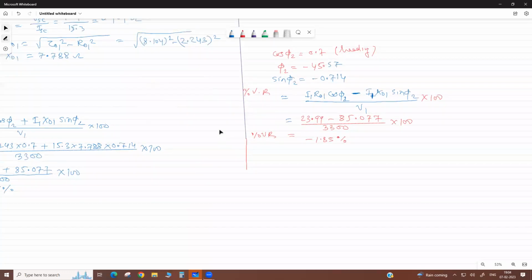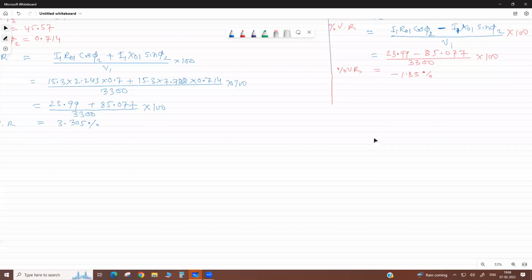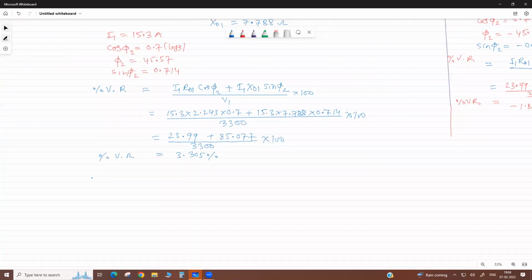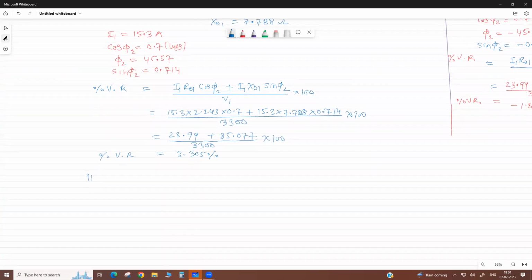Okay, so now in the third part, what he asked is the secondary terminal voltage at leading power factor and lagging power factor both. For this, just draw the diagram of the transformer.